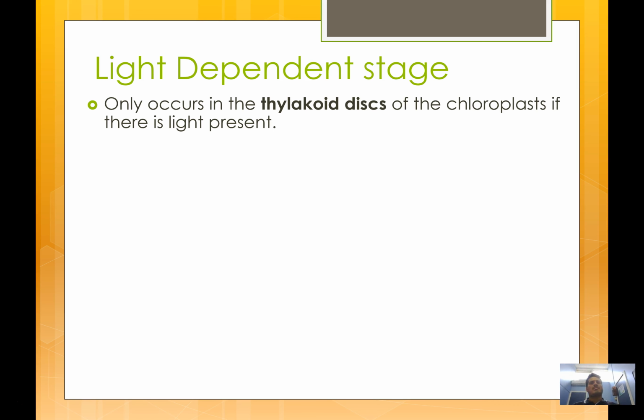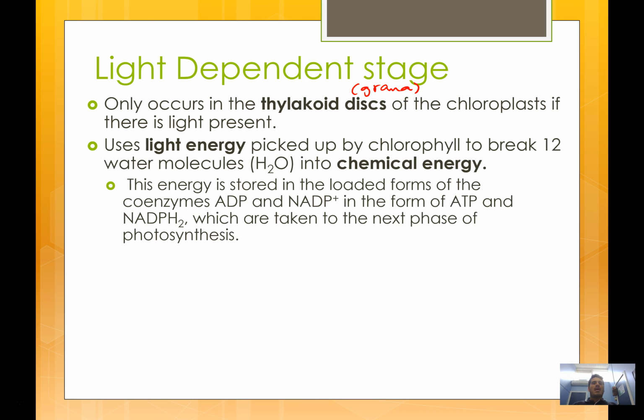So first, the light-dependent stage only occurs in those thylakoid discs, which make up the grana, which are green, of the chloroplast, if there is light present, okay? And what's happening is we're using light energy that's picked up by that pigment chlorophyll to actually break down 12 water molecules, so H2O molecules, and actually take out some chemical energy by that breakdown, okay?